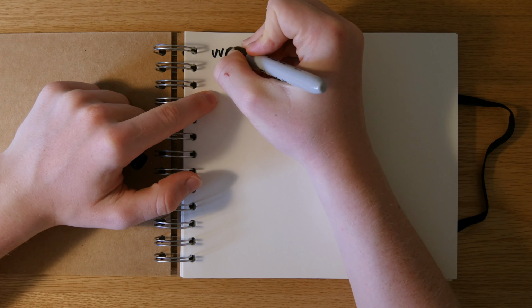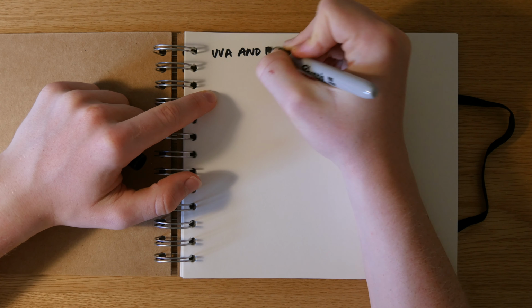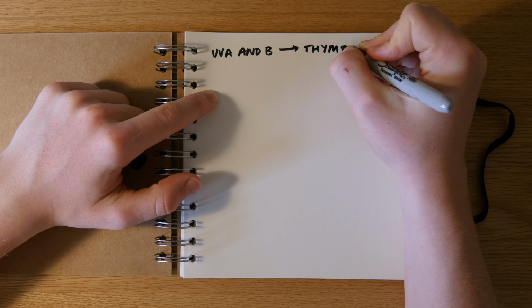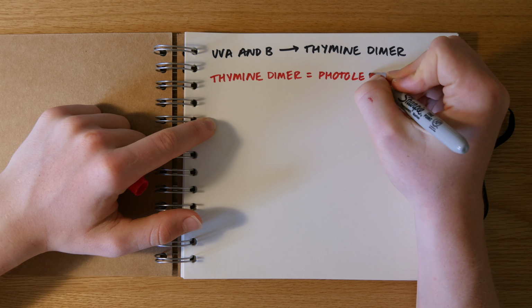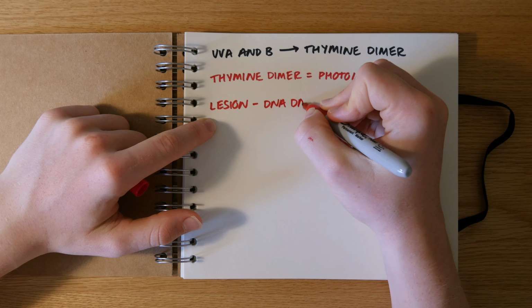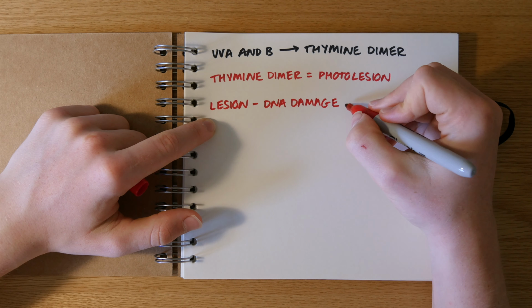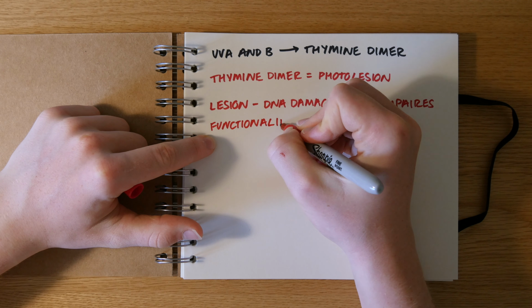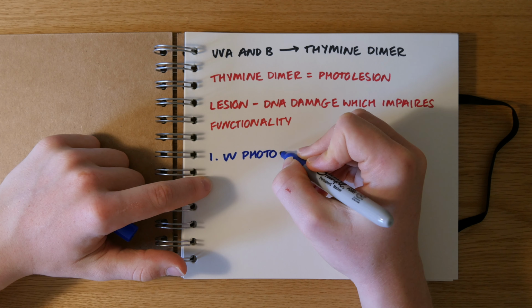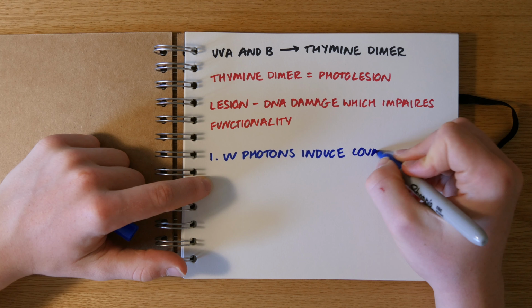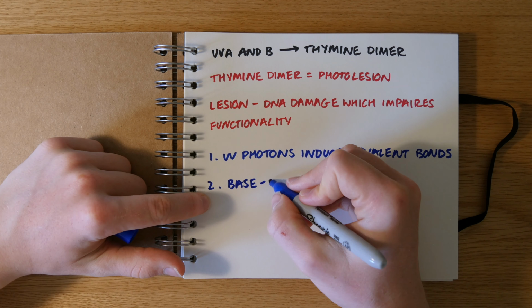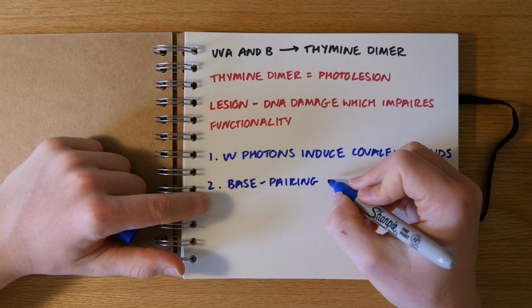The damage caused by UVA and B is usually through the formation of a thymine dimer, which is the kind of molecular lesion caused by light, or photolesion. Lesions are damage to the structure of biological molecules such as DNA, causing a reduction or absence of a particular function. Incoming UV photons from the sun cause covalent bonds to form between consecutive nucleotides on the strand of DNA, meaning they bind together and the typical base pairing structure of the area is destroyed.